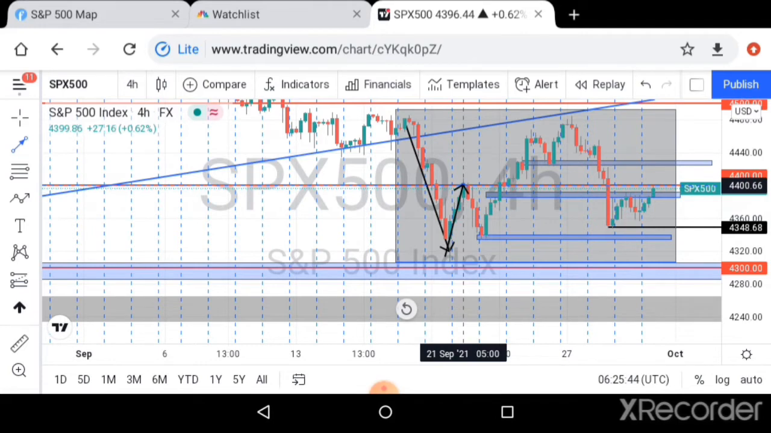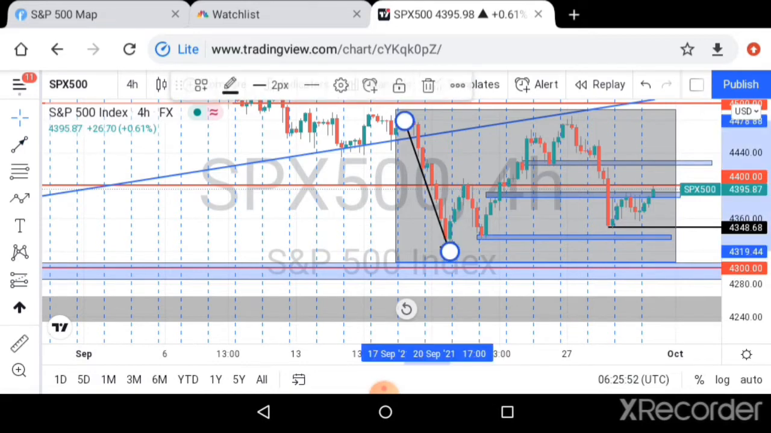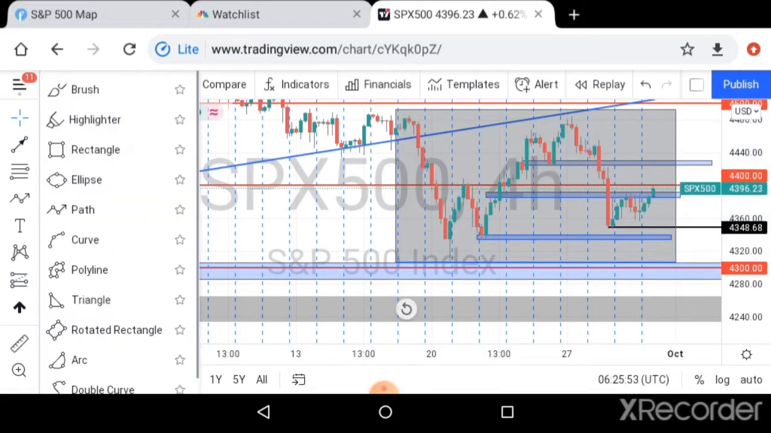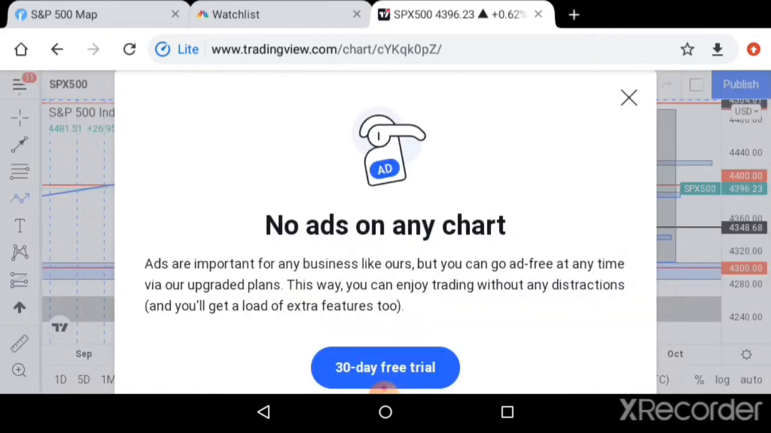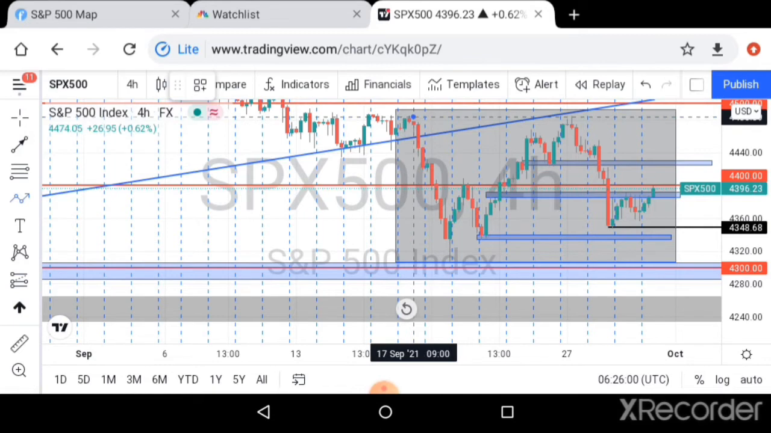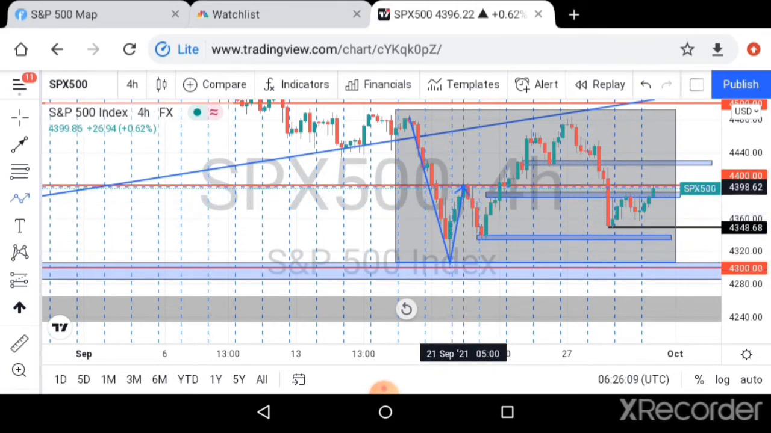I will take this as a pullback of the move to the downside. Okay, let me just start afresh with a clear. So we have something like this. Sorry about the ads. We have market going down to this point. Then we have market pulling back. We have market continuing to the downside, but now stops right here.